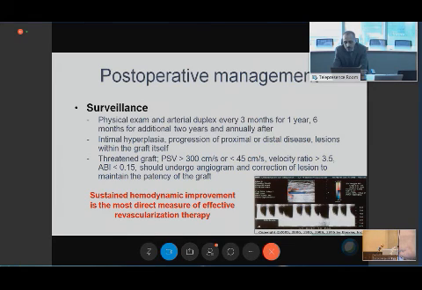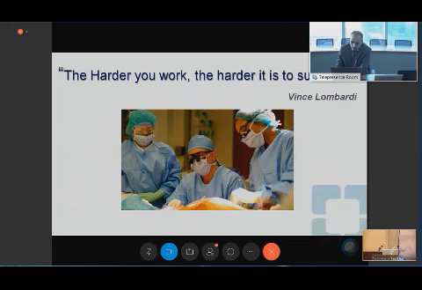A threatened graft, with findings of pre and post stenosis ratio of 3.5 or a drop in ABI of more than 0.15, should undergo angiogram and correction of the lesion to maintain the patency of the graft. Because as mentioned earlier, sustained hemodynamic improvement is the most direct measurement of effective revascularization therapy, not just the first result.